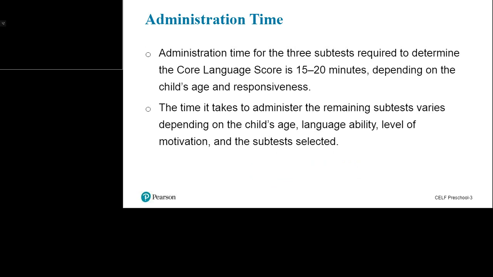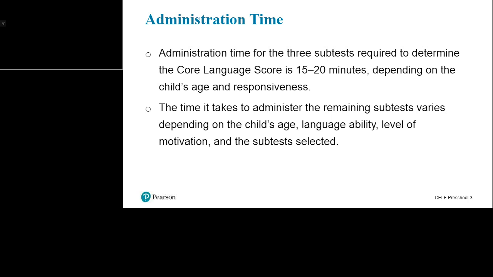A quick mention about administration time. We get lots of questions about how long does it take. Generally, those 3 subtests that feed into the core language score, which is sentence comprehension, word structure, and expressive vocabulary, takes about 20 minutes. The range there is 15 to 20 minutes, but certainly let's give it 20 minutes, depending on the child's age and responsiveness. Now, it's really tricky to answer how long does the test actually take, and you understand this yourselves from your own experience. And it really does depend on which subtest we're administering, how old the student is, what their language ability is like, how engaged they are, etc.